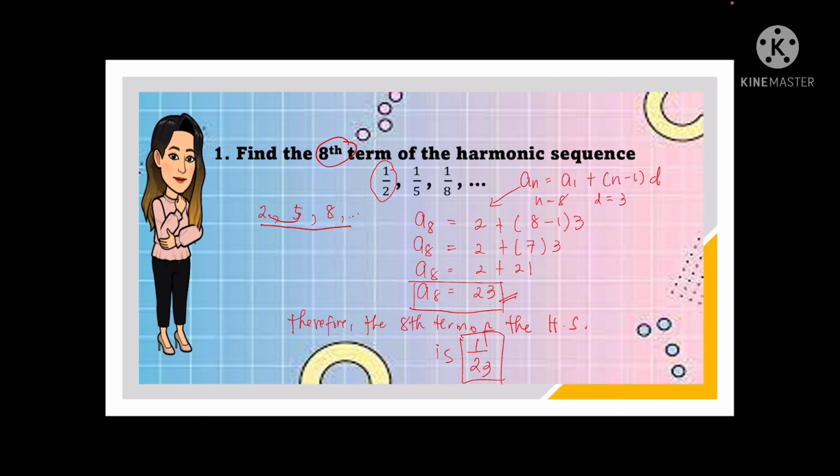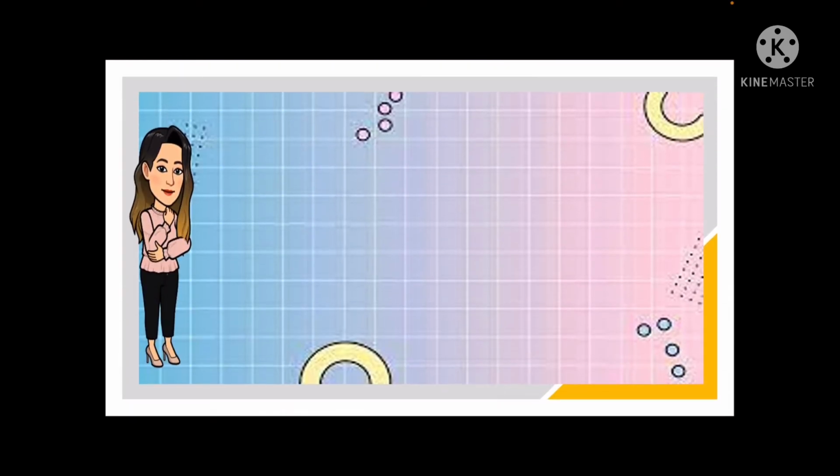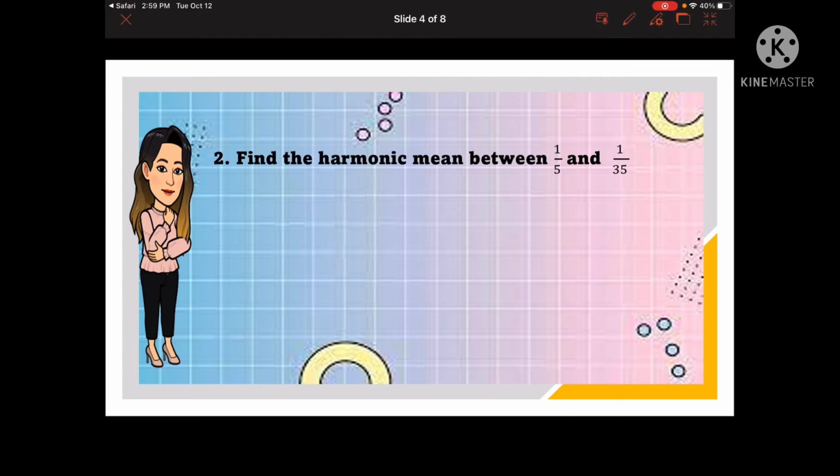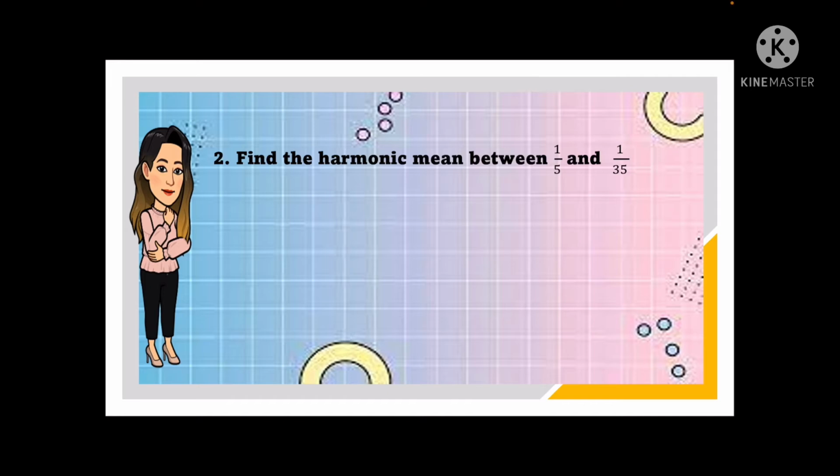Okay, so next, how about for number 2 example? For our number 2 example, we're going to find the harmonic mean between 1/5 and 1 over 35. So, paano ang gagawin natin kapag ganito? First, ganun din, katulad ng ginawa natin kanina. Get the reciprocal of 1/5 and 1 over 35. And then we're just going to find the harmonic mean in between them.